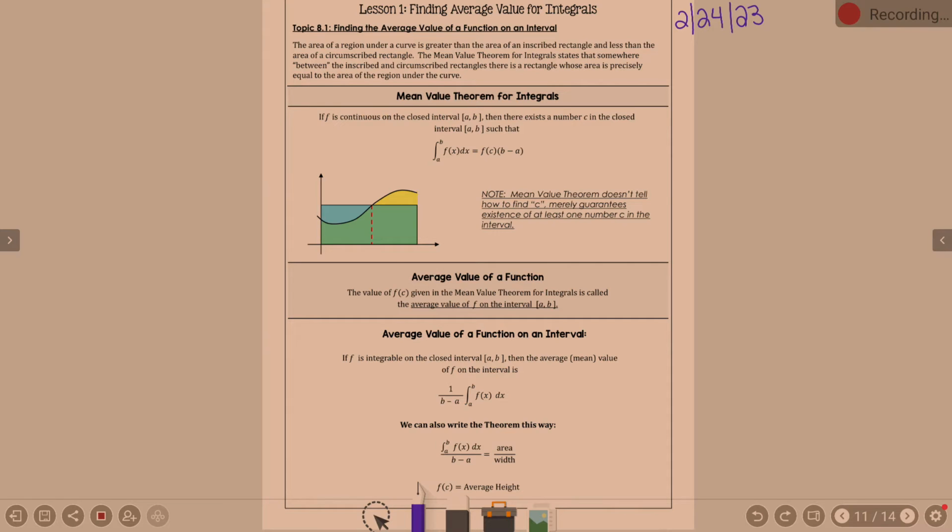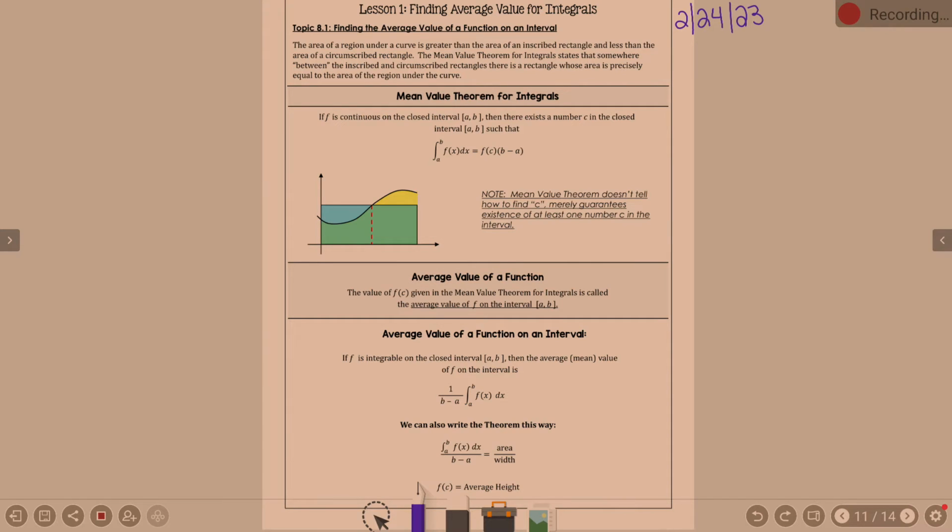The area of a region under a curve is greater than the area of an inscribed rectangle and less than the area of a circumscribed rectangle. The mean value theorem for integrals states that somewhere between the inscribed and circumscribed rectangles, there's a rectangle whose area is precisely equal to the area of the region under the curve.